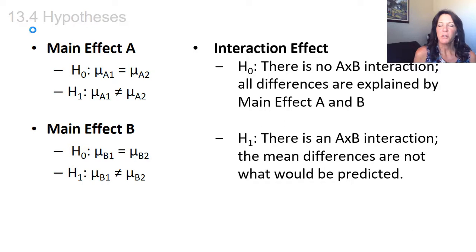You don't have to include this in your hypothesis, but you should know what this means. All differences are explained by main effect A and main effect B. So the alternative hypothesis would be that there is an A times B interaction. And just note that when we're talking about an interaction, this is how it's written, A times B. All right, this is how we write hypotheses for the factorial ANOVA.